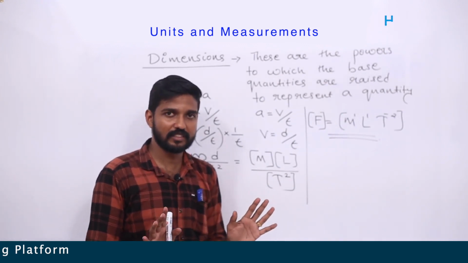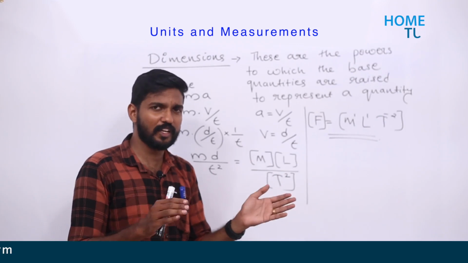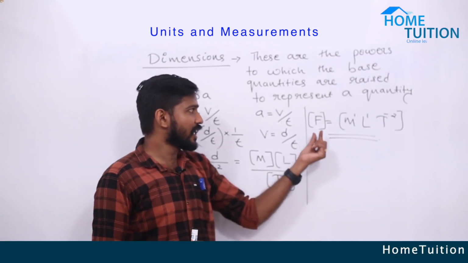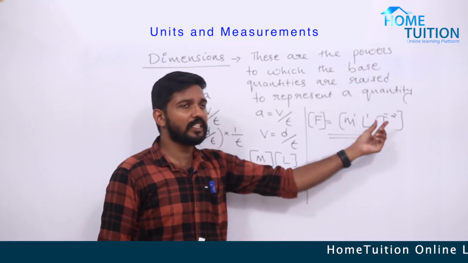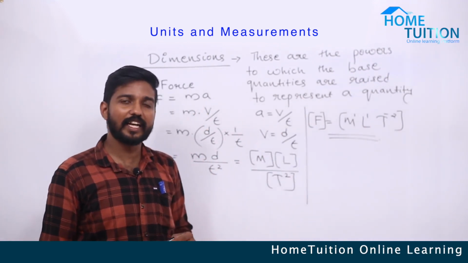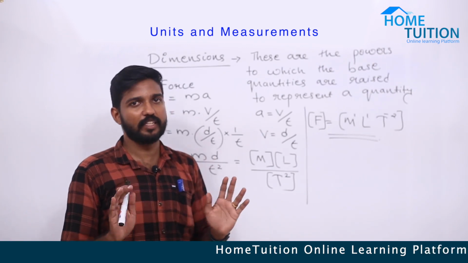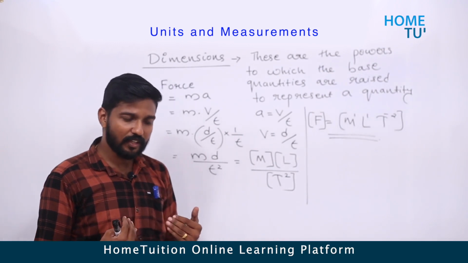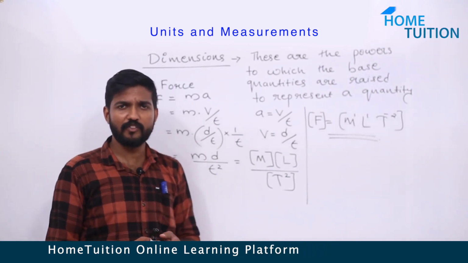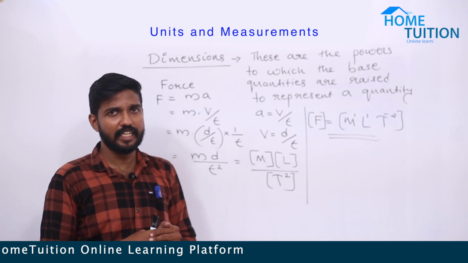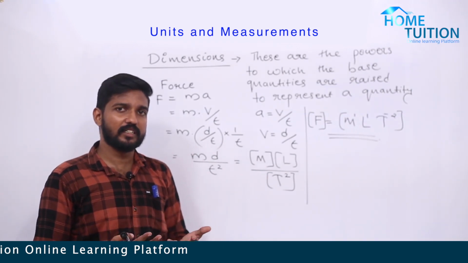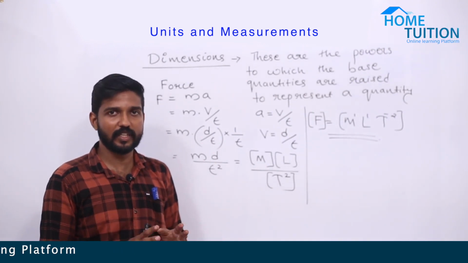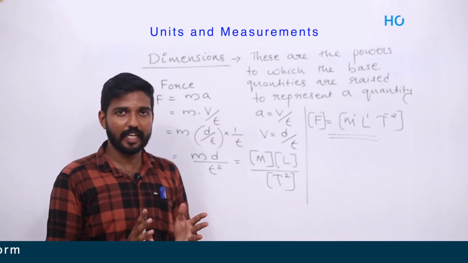Simply dimensions. Dimensional formula we will discuss later. So what is the dimension of force? M raised to 1, L raised to 1, T raised to minus 2. This is called dimension. So what are dimensions? These are the powers of base quantities when we represent a physical quantity in terms of fundamental quantities. That's called the dimensions.